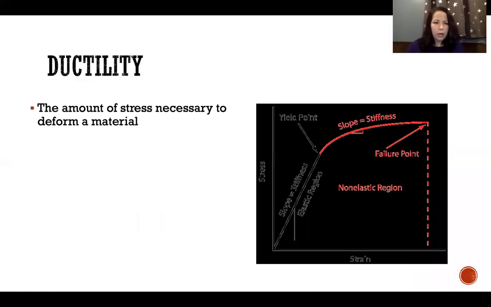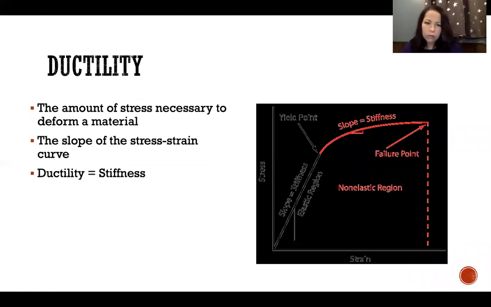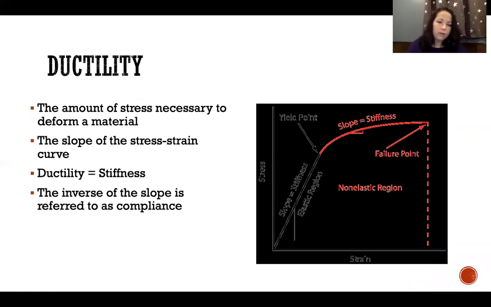Okay, ductility is the amount of stress necessary to deform a material. So ductility is really the slope of the stress strain curve, which we also refer to as stiffness. Okay, so the slope, the inverse of the slope is compliance. So any material we could say is somewhere on the sliding scale between very, very stiff and very, very compliant. So very stiff would be like concrete. Okay, so it can't tolerate very much strain, but it can tolerate a huge amount of stress. So it's very stiff. On the opposite end would be something that's very compliant.